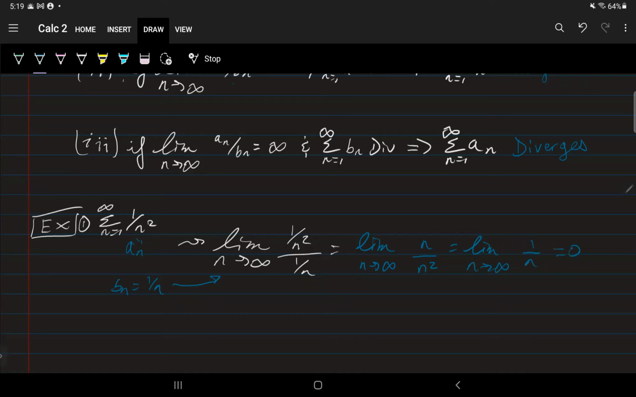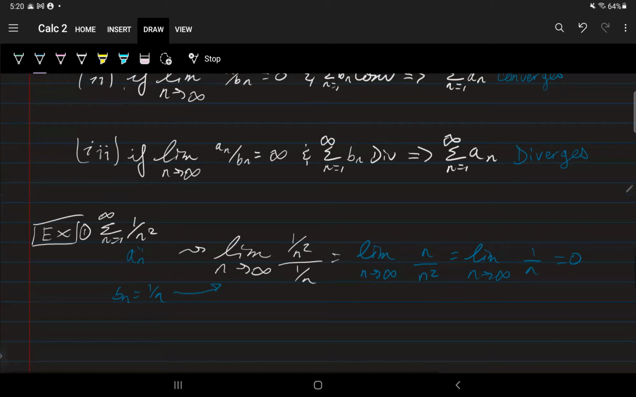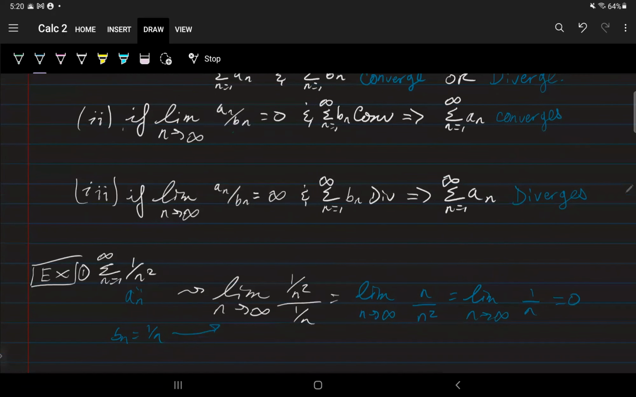And therefore, by the comparison test, since it's some finite number, 0, and I know that 1 over n diverges, then that must mean 1 over n squared diverges. But wait a minute, I thought we just said that 1 over n squared converges. What did we do wrong? Well, this is exactly what case 2 is saying, right? We look at the hypotheses in case 2. Our limit is 0. That means we're in case 2.